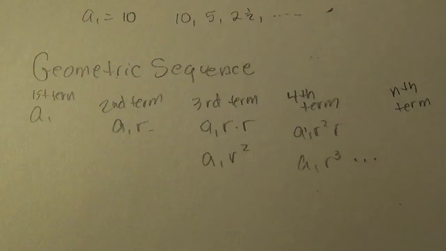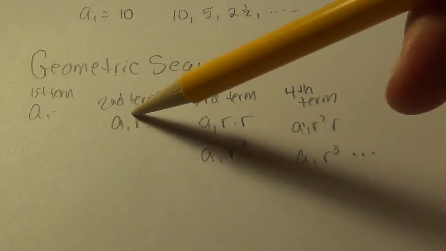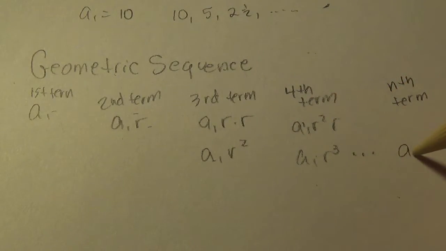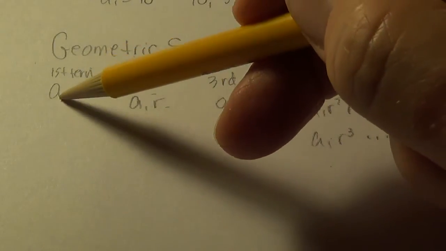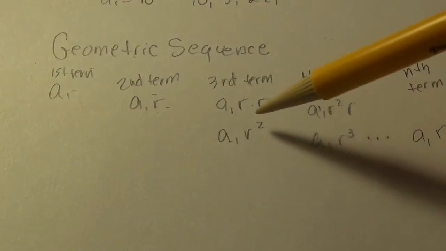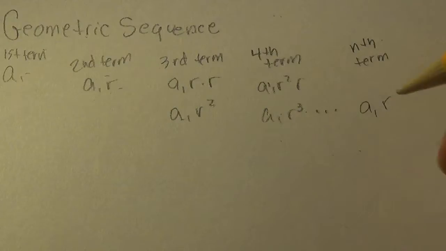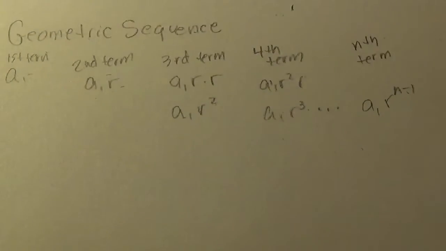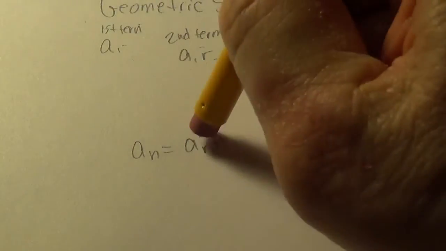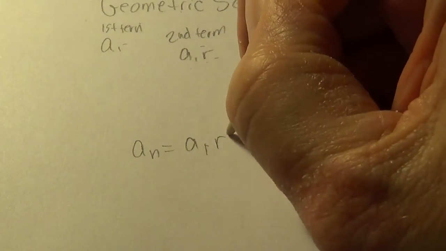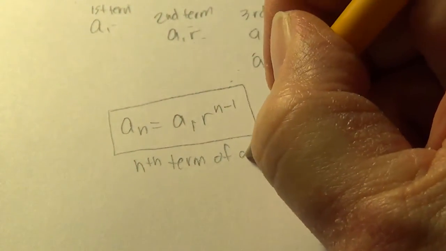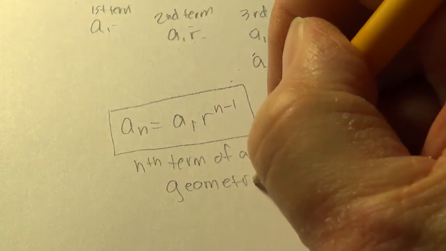Anywhere we stop, we can call it the nth term, and we have a pattern set up here. The nth term is always going to be a sub 1 and an r to the what? Well, in the first term there was no r, in the second term there was 1, in the third term the exponent for r was 2, in the fourth term it was 3. So on the nth term, do you see what it's going to be? n minus 1. A sub 1 times r to the n minus 1. Hopefully you were able to write it down before I spoke it. This is the formula for the nth term of a geometric sequence.